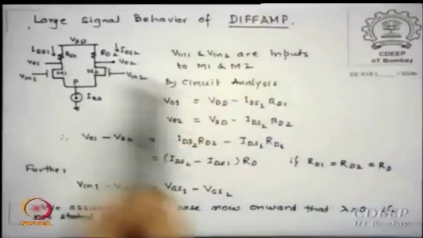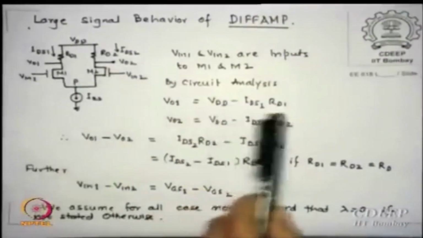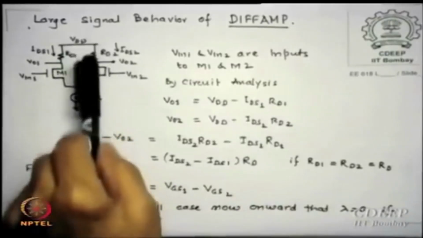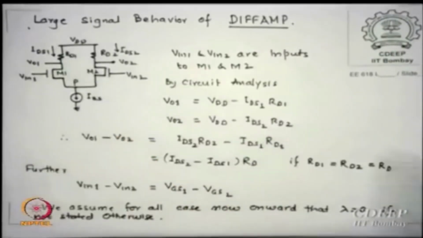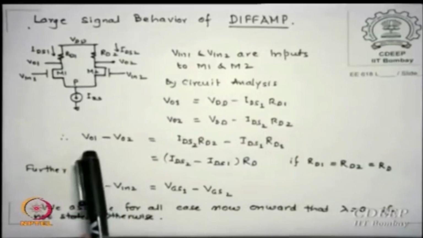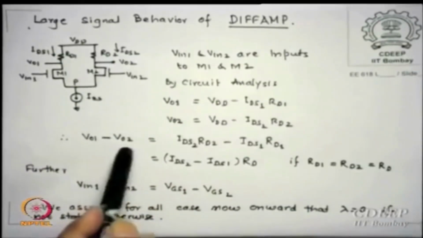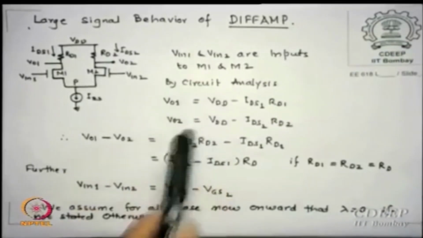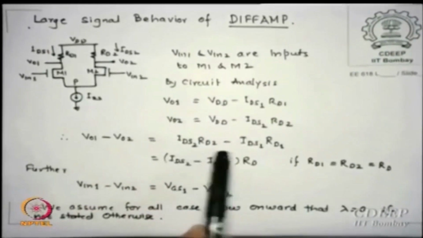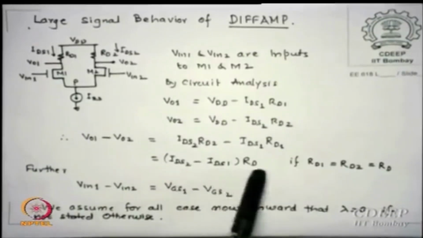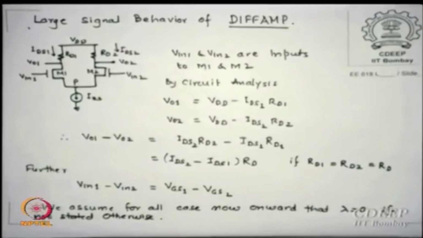Okay. VO1 will be VDD minus IDS1 times RD1, VO2 will be VDD minus the drop across RD2. I subtract VO1 minus VO2, this is the differential output voltage, and if I subtract, it is IDS2 minus IDS1 times RD1, or IDS2 minus IDS1 into RD, assuming the RDs are the same.